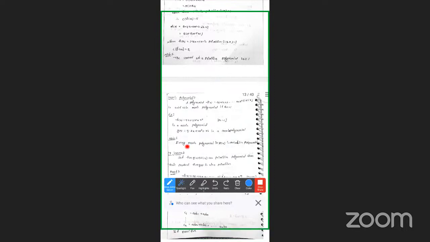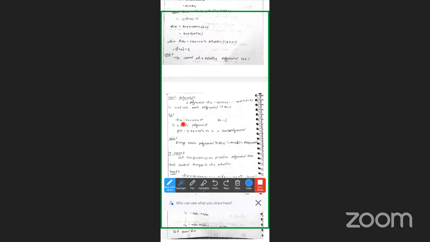So next, monic polynomial. A polynomial f of x is equal to a naught plus a1 into x plus up to an into x power n, belonging to R of x, is said to be a monic polynomial if the leading coefficient is equal to 1. So that is, an is equal to 1. So the highest degree, the leading coefficient an, is equal to 1. Then we can say that the polynomial is a monic polynomial.